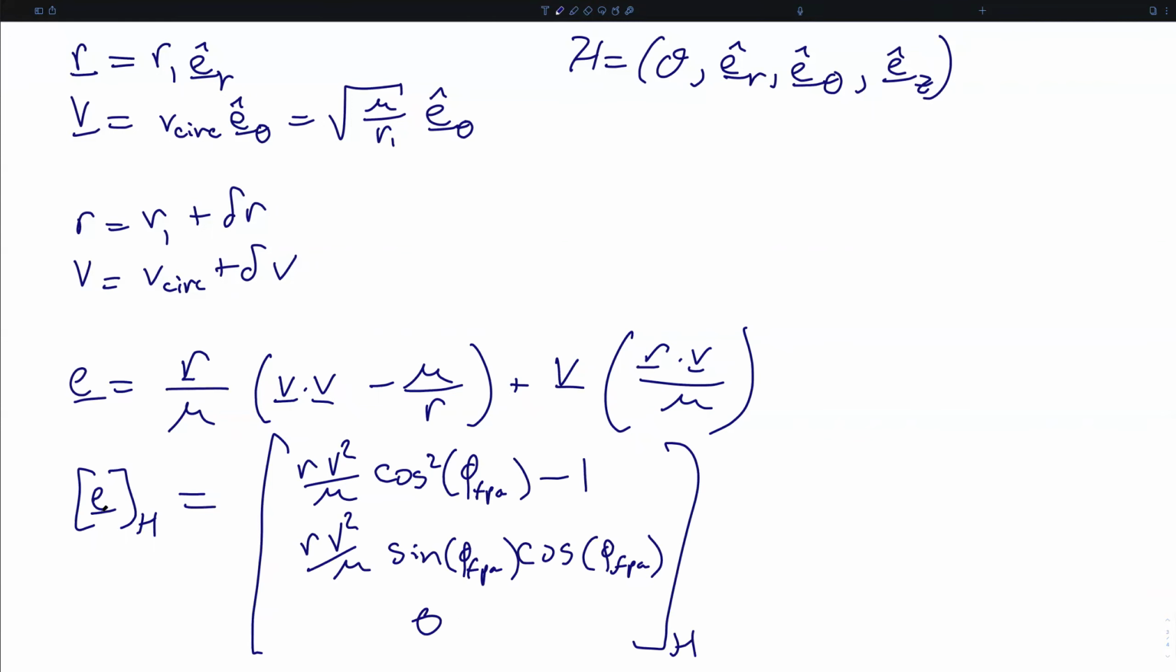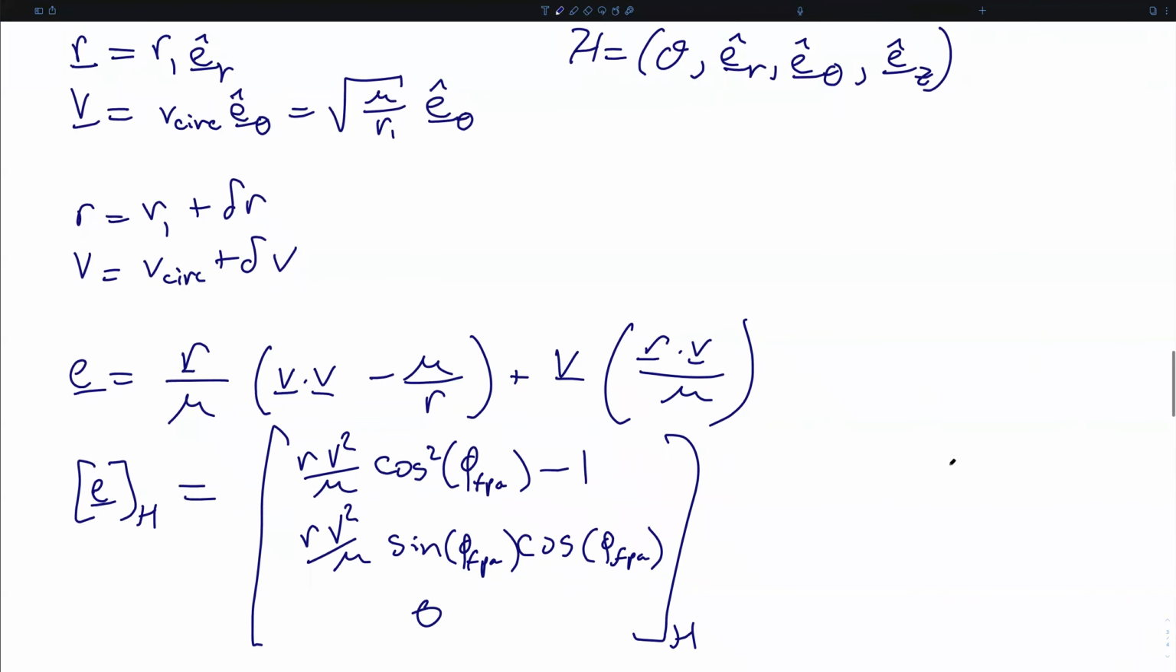that is, the eccentricity vector component in the E_R direction is given by r v squared over mu times cosine squared of the flight path angle minus 1. The E_theta component of the eccentricity vector is given by r v squared over mu times sine of the flight path angle times cosine of the flight path angle. And the out of plane component of the eccentricity vector is 0 because the eccentricity vector lies entirely in the perifocal plane, which is the same plane as E_R E_theta.